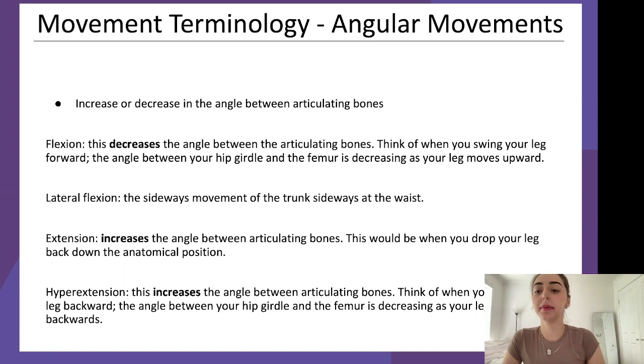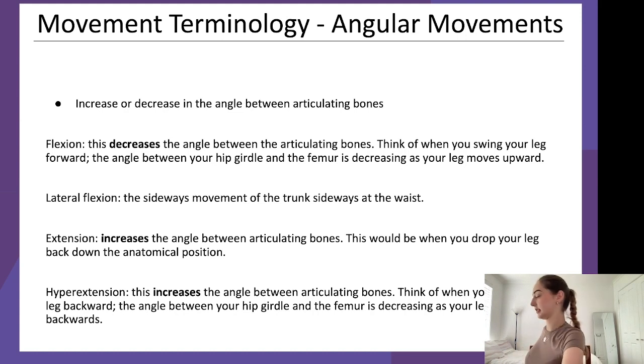Okay. Lateral flexion is the sideways movement of the trunk at the waist. So this is what I mean when I say lateral flexion. Lateral, remember, moves away from the midline. Flexion is when I increase or decrease the angle between the articulating bones.